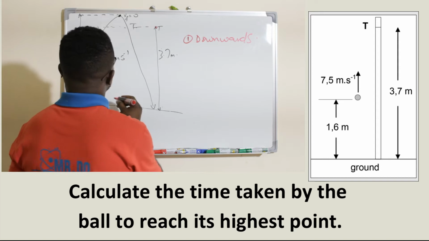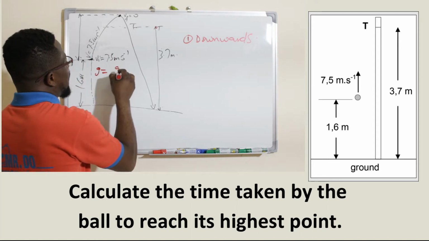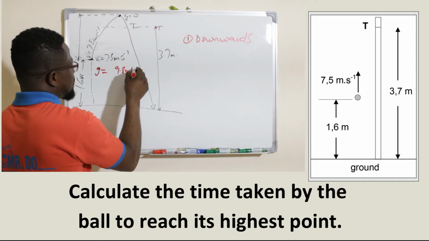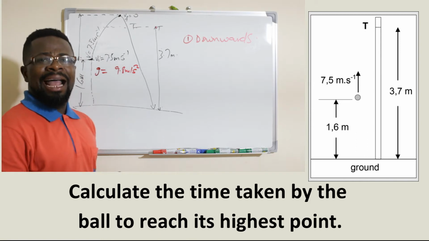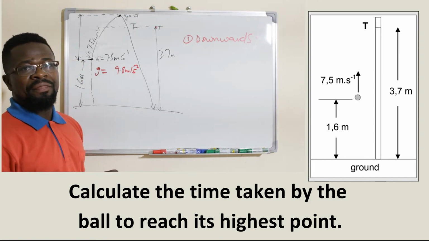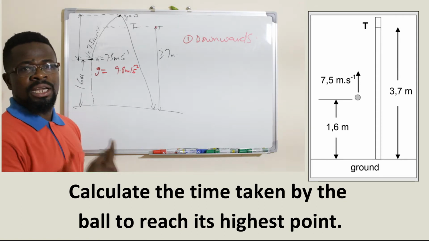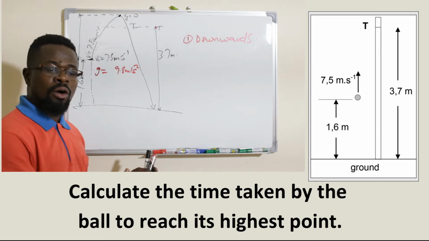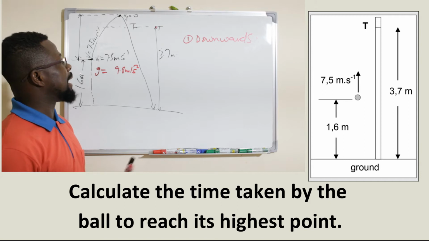So what I'm going to do again is put G, and G is going to be 9.8 meters per second squared. Right, I have my 9.8 meters per second squared as my G. So there are three things that are known to us. The next thing to do is to use the equations of motion to solve the particular problem that we are given.